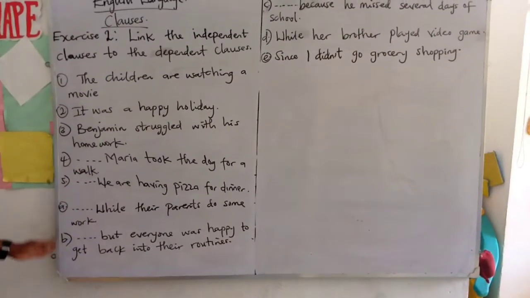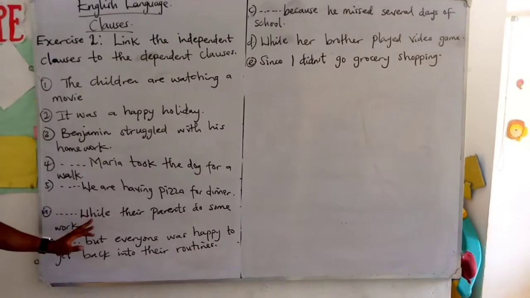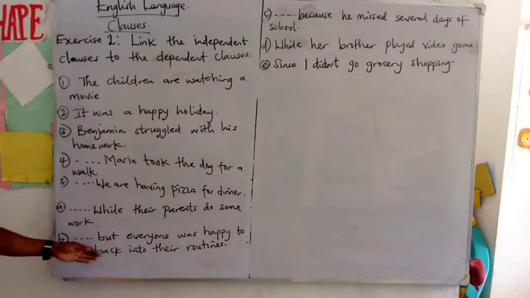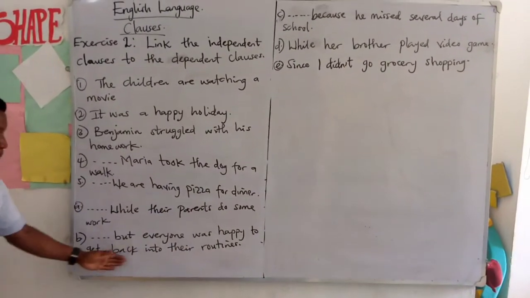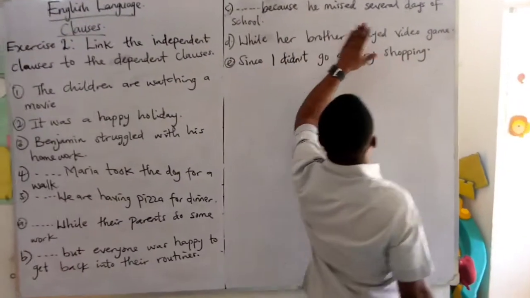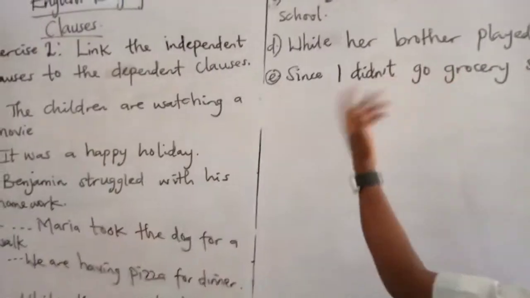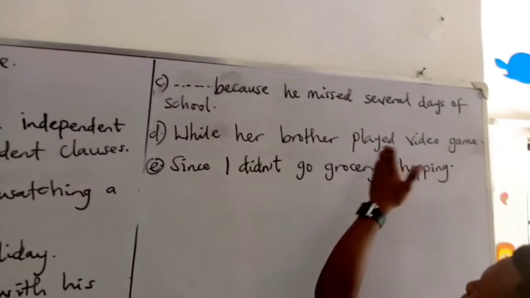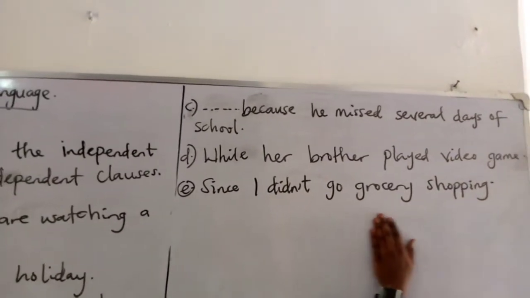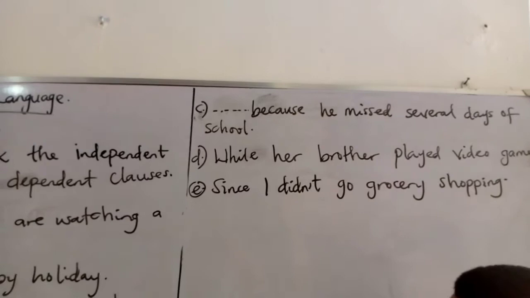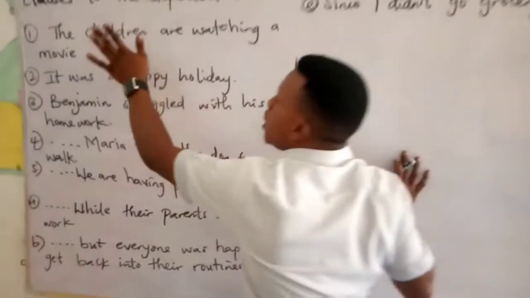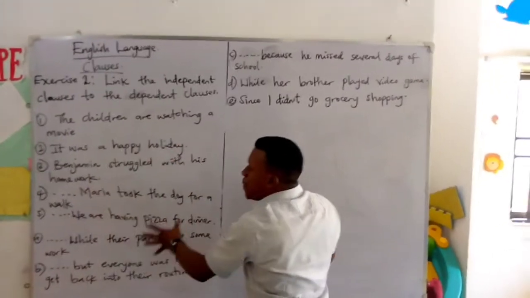And let's look at letter A to E. While their parents do some work, it cannot stand. But everyone was happy to get back into their routine. It cannot stand on its own. Because he missed several days of school. Cannot stand. While her brother played video game. Dependent. Since I didn't go grocery shopping. Dependent. So letter A to E are all dependent clauses, and number 1 to 5 are all independent clauses.